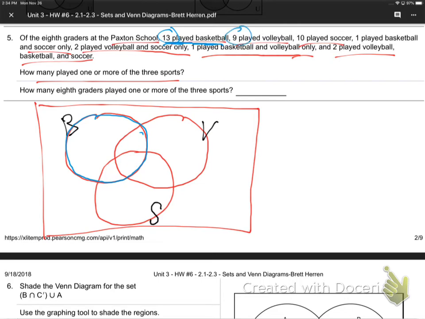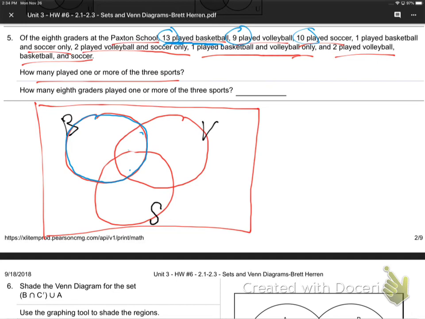Let's move on. 9 played volleyball. Can I put the 9 there? No, same problem. That means the whole V circle, maybe it's 4, 3, 7, 8, 9. I don't know, I'm just guessing right now. But that's going to be 9 total in the V circle when I'm done. Get the idea? So that doesn't really help me right now. So I got to move on. 10 played soccer. Same problem. I don't know. All the 4 areas in the S circle add up to 10. I don't know what any of them is.